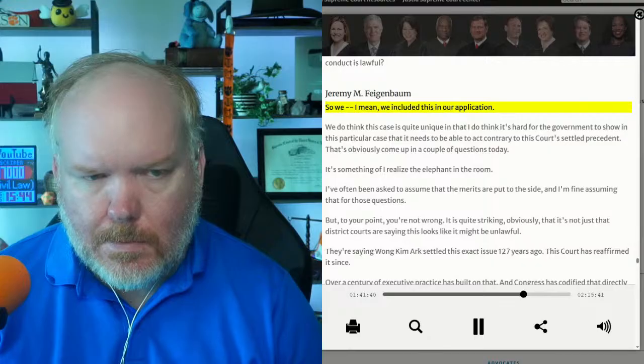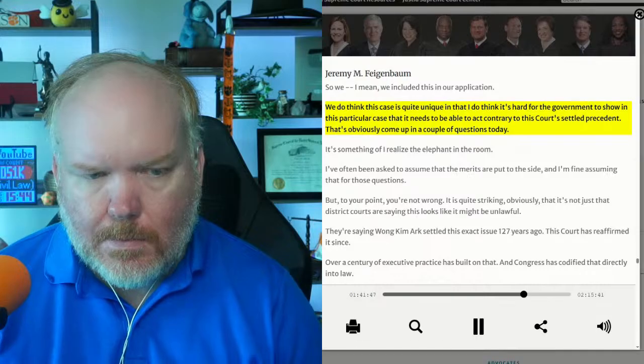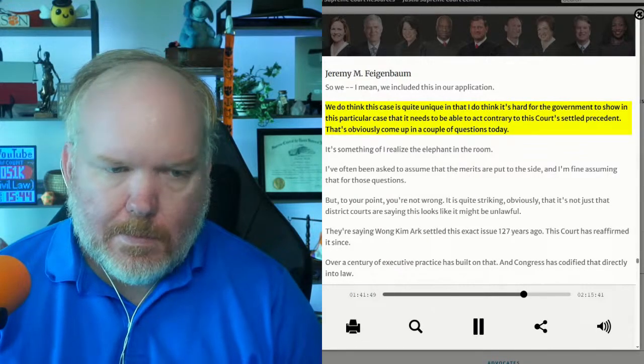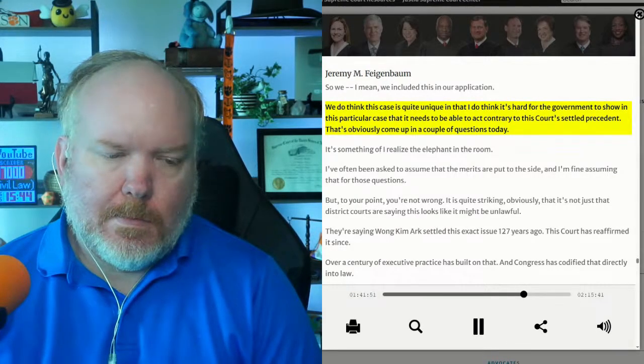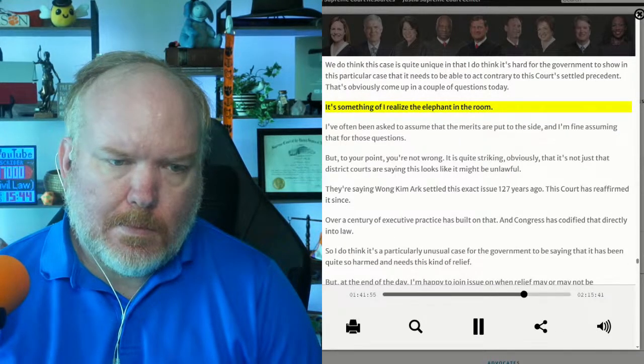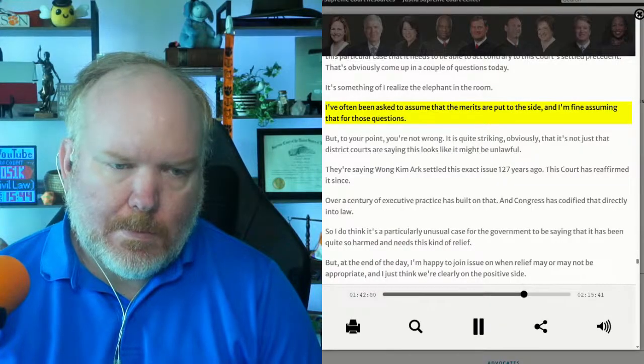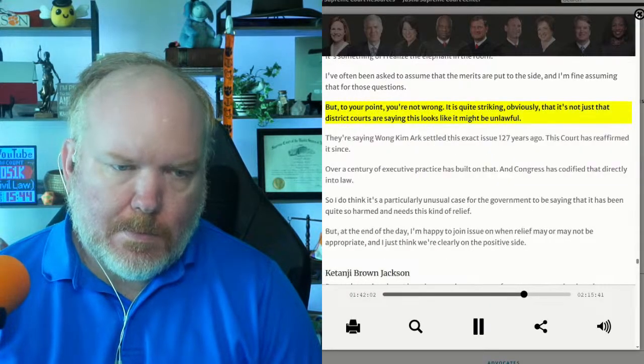So we included this in our application. We do think this case is quite unique in that I do think it's hard for the government to show in this particular case that it needs to be able to act contrary to this court's settled precedent. That's obviously come up in a couple of questions today. I realize the elephant in the room, I've often been asked to assume that the merits are put to the side, and I'm fine assuming that for those questions. But to your point, you're not wrong.